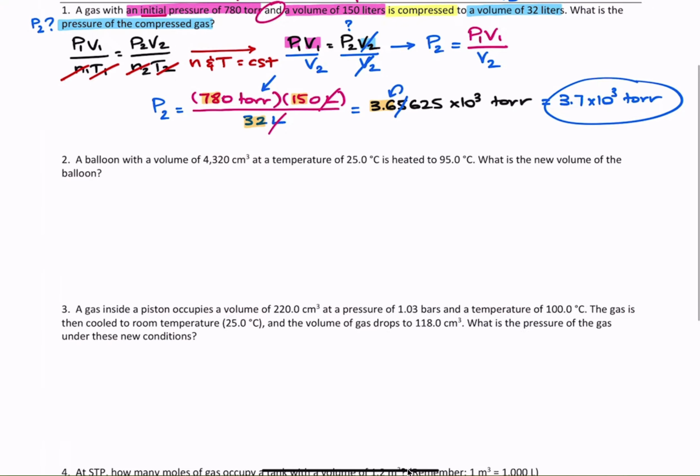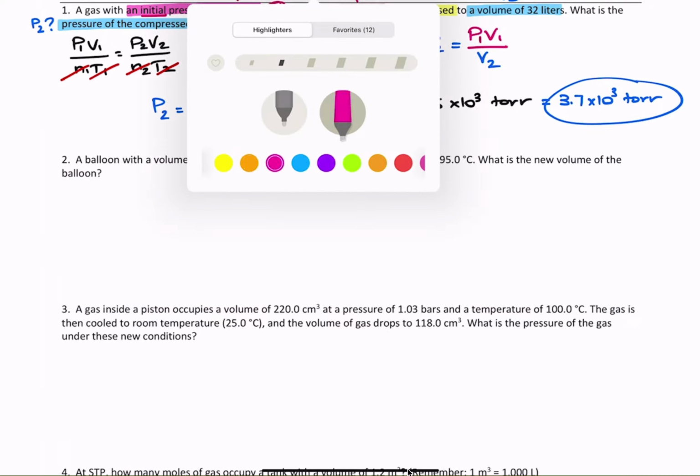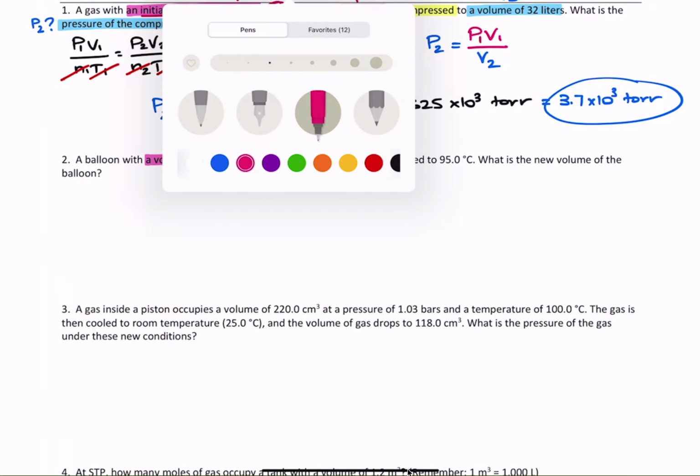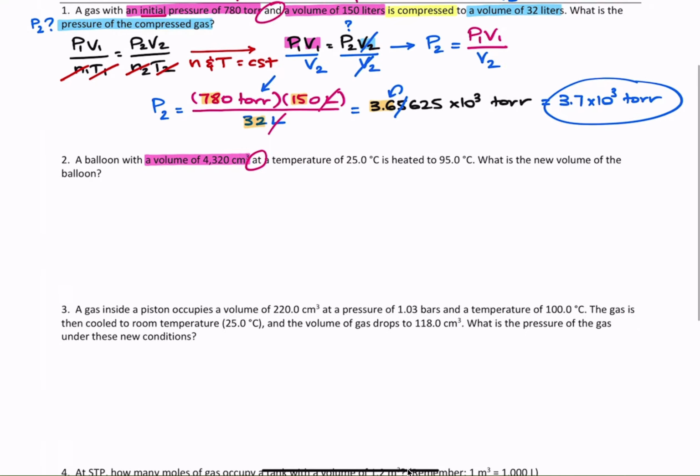Next problem. Again, we're going to identify a balloon with a volume of 4,320 cubic centimeters. This balloon is at a temperature of 25 degrees Celsius. Remember, in this chapter, all the temperatures have to be converted to Kelvin by adding 273.15. So this is our initial volume, V1 here, and this is going to be our initial temperature, T1.